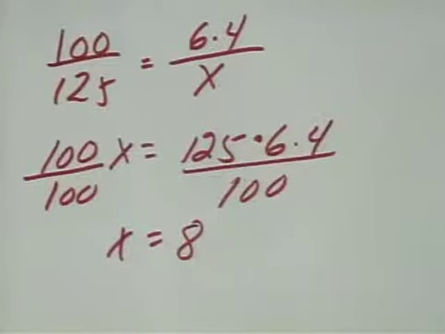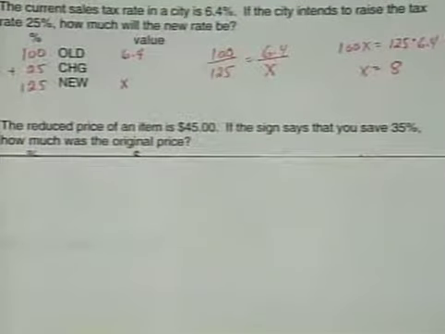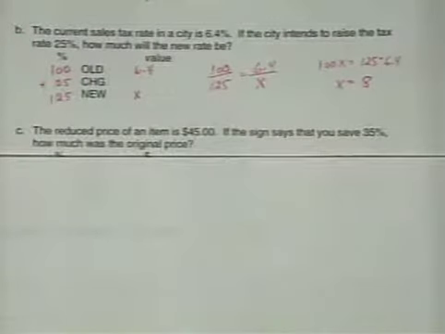Okay, one last problem. Then we'll start our homework. The reduced price of an item is $45. So you're wandering around the store and you find out that something's been marked down and the new price is $45. The sign up above says you just saved 35% on this item. And you say, wow, I wonder how much it was before it got marked down. I'm given the new price. I'm given the amount of change. I'm given that the change has been a decrease. And what I want to know is, how much was it before they marked it down? Can you set that one up?